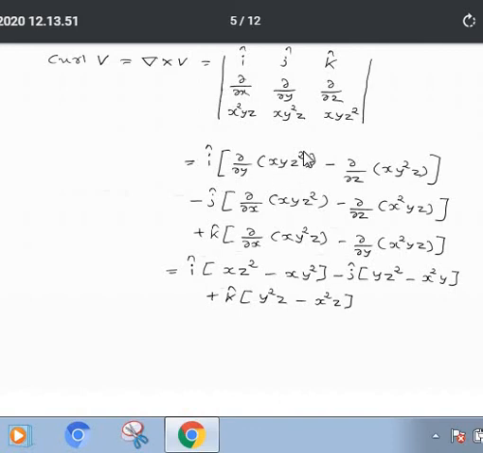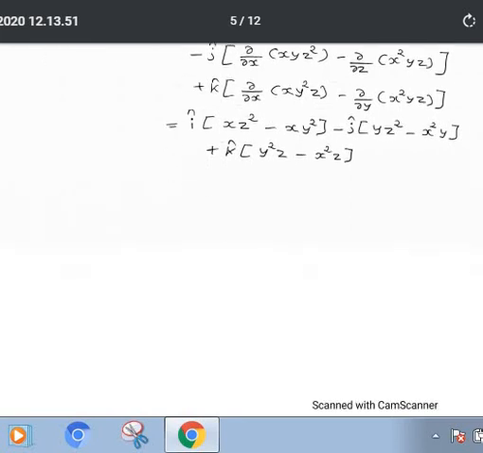Now partial derivative of xyz square with respect to y, the result is xz square. Partial derivative of xy square z with respect to z, the result is xy square. Partial derivative of xyz square with respect to x, the result is yz square. Partial derivative of x square yz with respect to z, the result is x square y. Partial derivative of xy square z with respect to x, the result is y square z, because the derivative of x is 1 and y square z is constant. Now partial derivative of x square yz with respect to y, x square z is constant and derivative of y is 1, so the result is x square z. So this is the required curl of given vector field V.